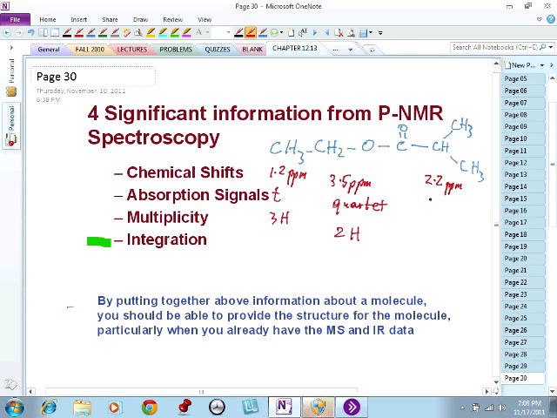What would be the multiplicity? 7. Very good. 7, because this is 6. Therefore, 6 plus 1 is 7. So that is septet. Because this hydrogen here is seeing 6 equivalent hydrogens. So that is septet. And then the number of hydrogens is how many? 1.